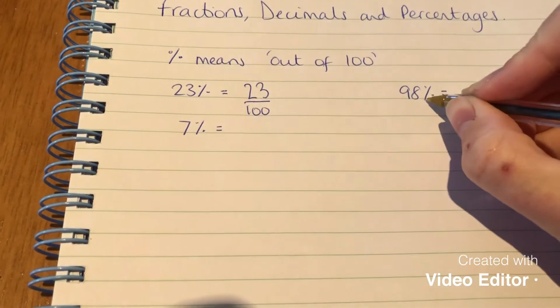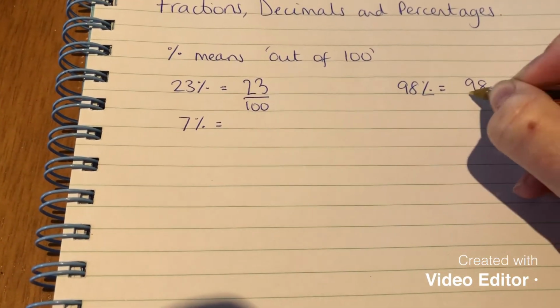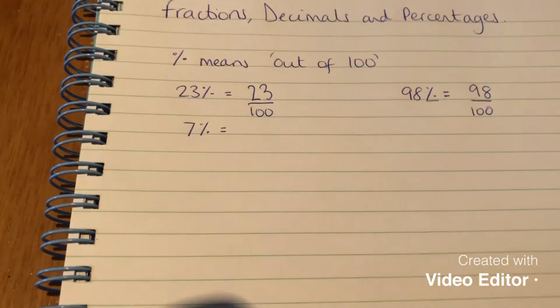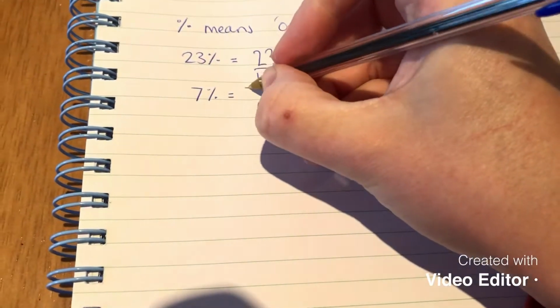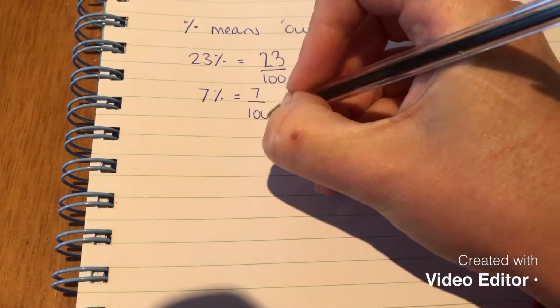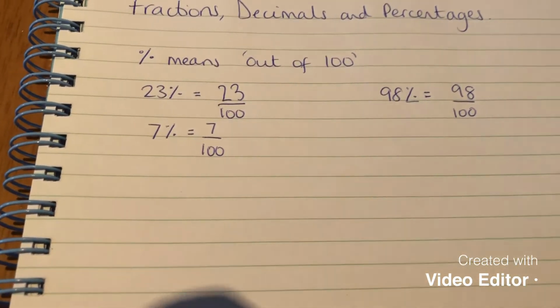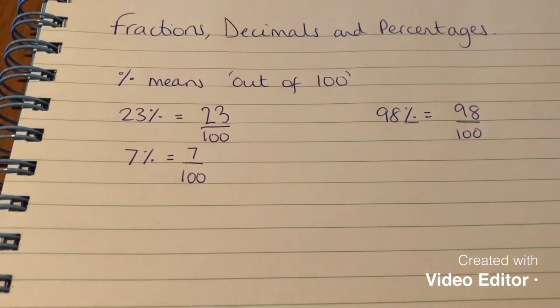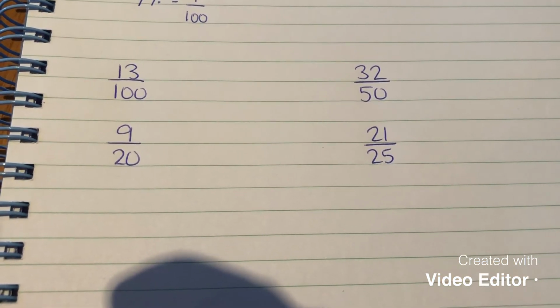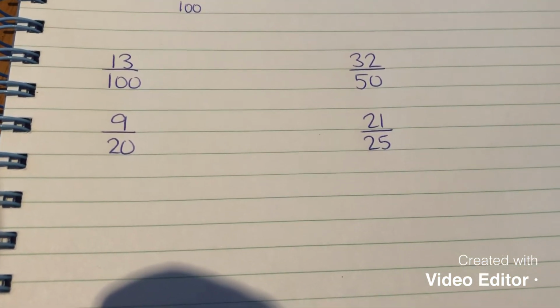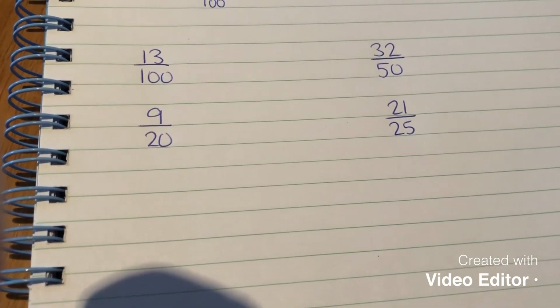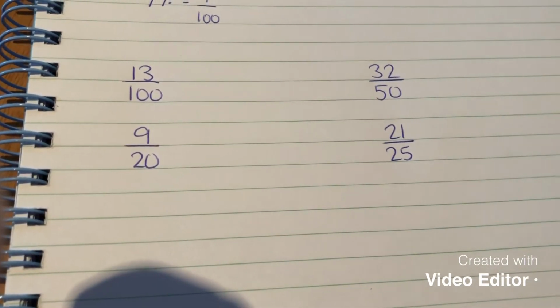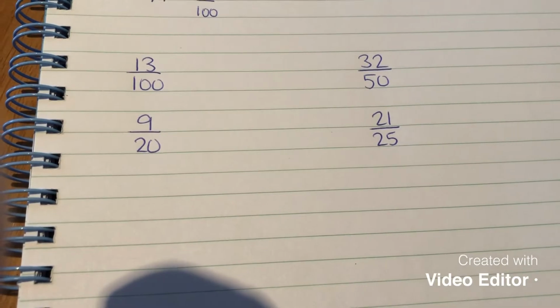98% means 98 out of 100. And exactly the same, 7% means 7 out of 100. Okay, so turning percentages into fractions is really, really easy. Now, when you've got fractions, to turn them into percentages, we need to just remember that percent means out of 100. So all I need to make sure is that all of these fractions are out of 100.